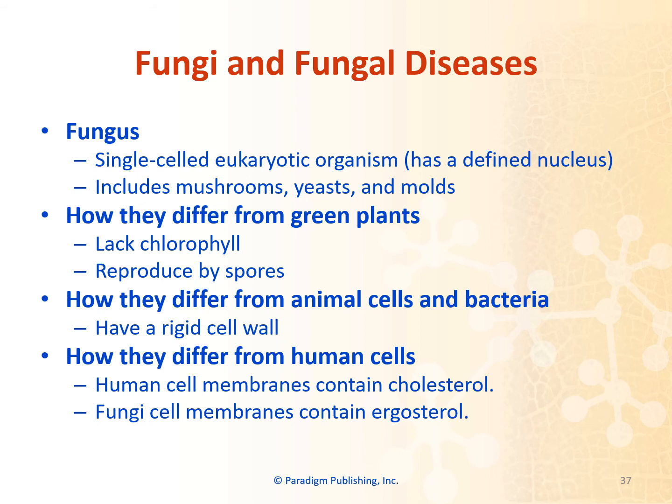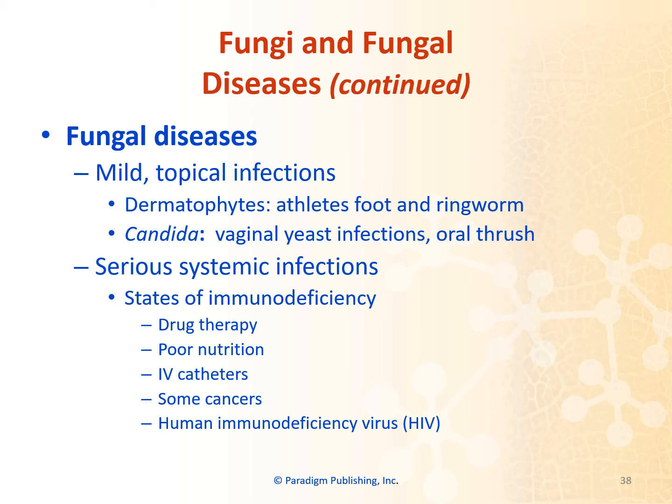And fungi and fungal diseases. Fungus is a single-celled eukaryotic organism. It has a defined nucleus. This includes mushrooms, yeast, and molds. The way they differ from green plants is they lack chlorophyll and they reproduce by spores. How they differ from animal cells and bacteria is they have a rigid cell wall. And they differ from human cells because human cell membranes contain cholesterol, where fungi cell membranes contain ergosterol. There are different fungal diseases. That's on page 97 of your textbook. It starts to talk about fungi and fungal diseases.